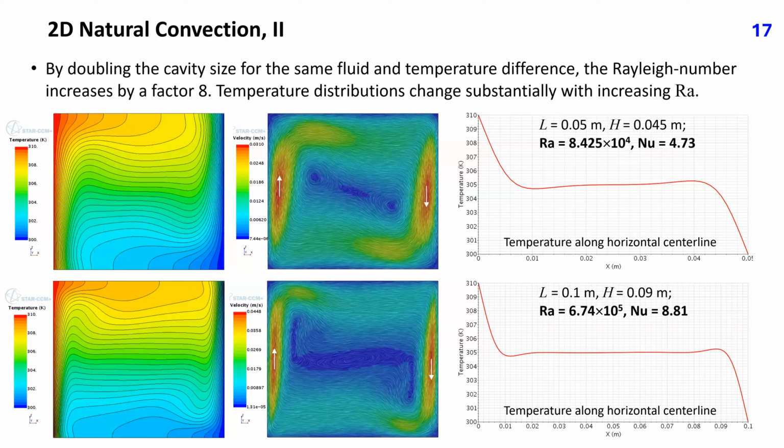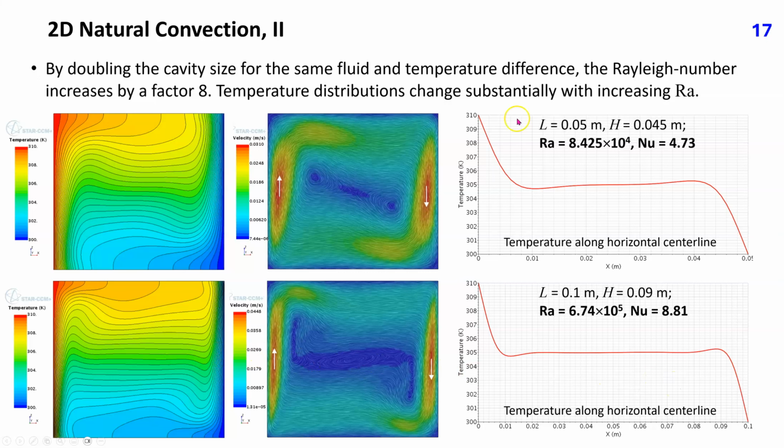By doubling the cavity size for the same fluid and temperature difference, the Rayleigh number increases by a factor of 8. Temperature distributions and Nusselt numbers change substantially with increasing Rayleigh number. These three plots show temperature distribution, flow pattern, and temperature profile along horizontal center line when the cavity size from preceding slide is doubled. In these plots, the cavity size was doubled one more time.